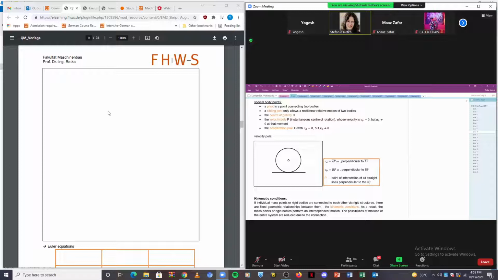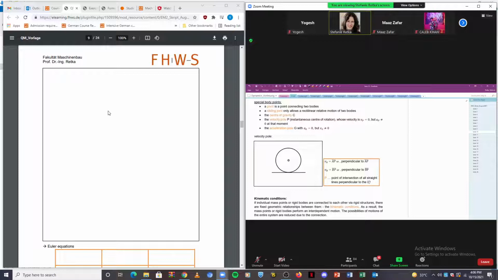Then often the center of gravity is used as one of the points, for example, when describing wheels or cylinders moving. Then it's quite easy to see how the center of gravity of this object moves. Then the velocity pole is quite helpful, because the velocity in this velocity pole is 0. This also helps describing the motion. We will have a look at this in just a second.